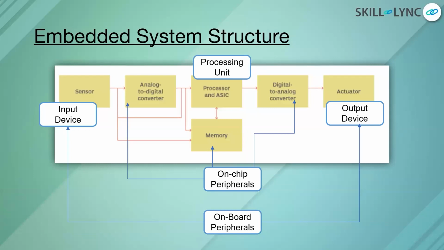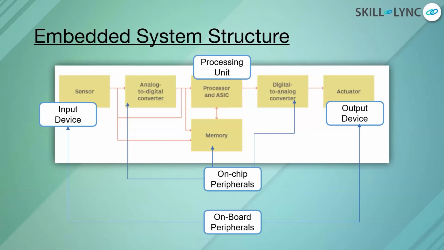Now going one level deeper into a typical embedded system structure. In the previous slide, we discussed something called onboard peripherals and on-chip peripherals. I have broken that down into a proper arrangement. Initially our embedded hardware will have a processing unit. This processing unit sometimes will have certain ASICs depending on the functionality. ASIC stands for application specific integrated circuits.